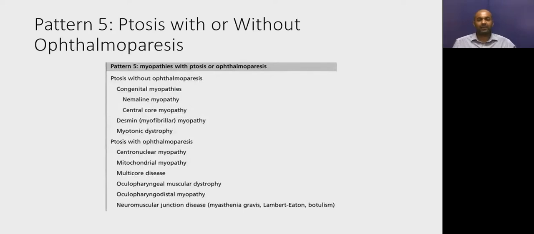Coming to uncommon patterns, we'll quickly go through this. Some muscle disorders can present with ptosis with or without ophthalmoparesis. Ptosis without ophthalmoparesis: congenital myopathies. Ptosis with ophthalmoparesis will have a separate differential. Most common is oculopharyngeal muscular dystrophy.